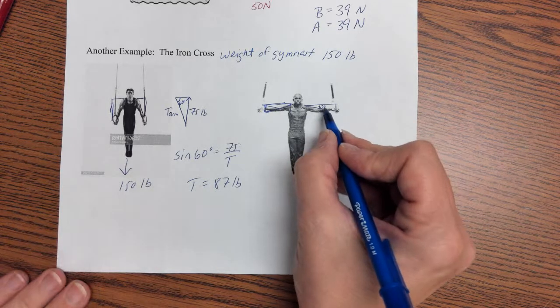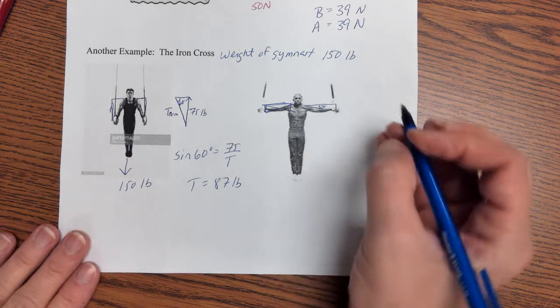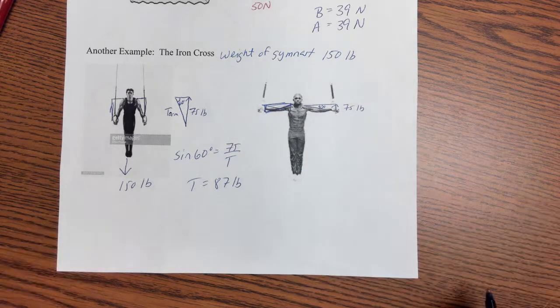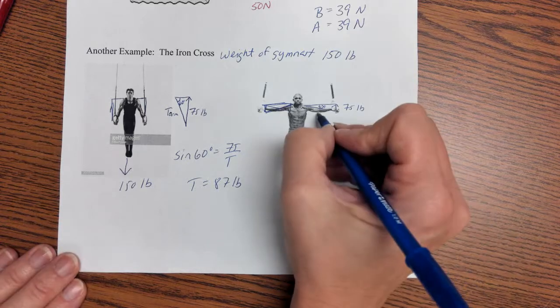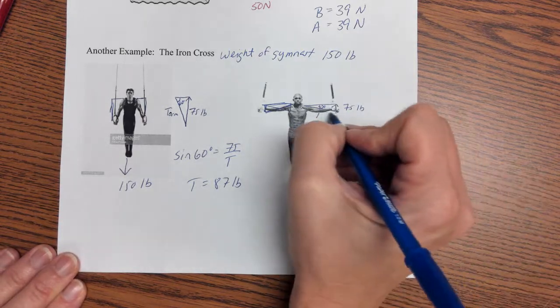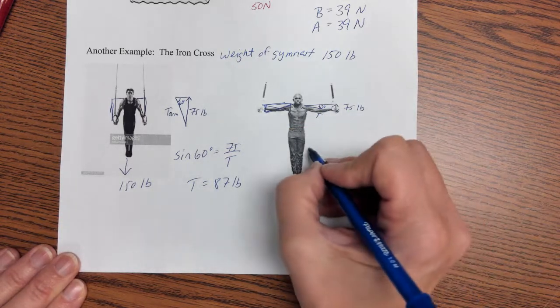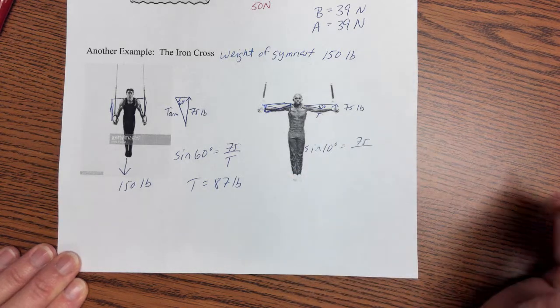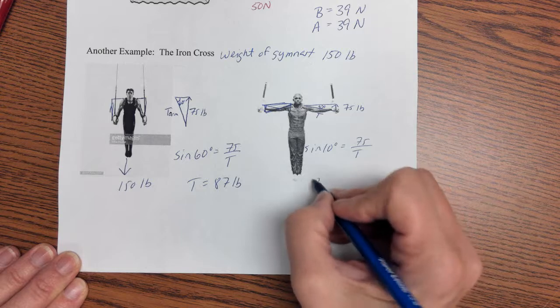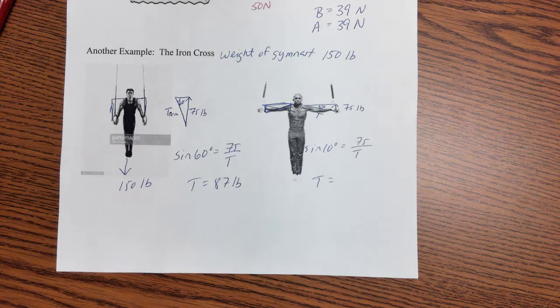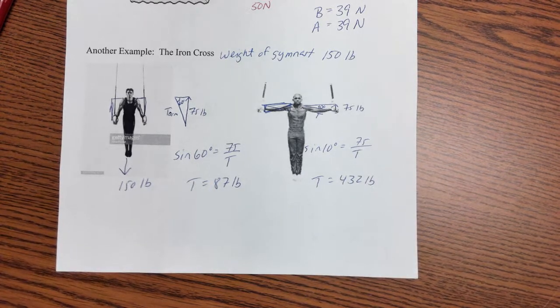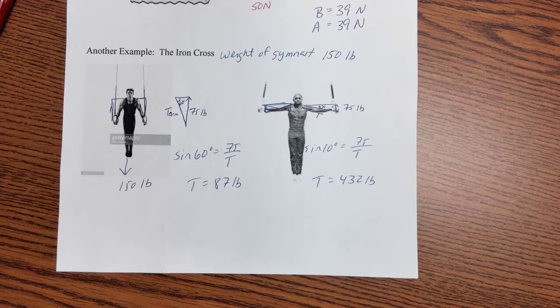All right, let's call this a 10-degree angle over here. It still has to hold up 75 pounds vertically. So now let's find the tension in his arm. Sine of only 10 degrees equals 75 pounds over tension. And it's up to 432 pounds. That's a little trickier, isn't it? But that's not your weight.